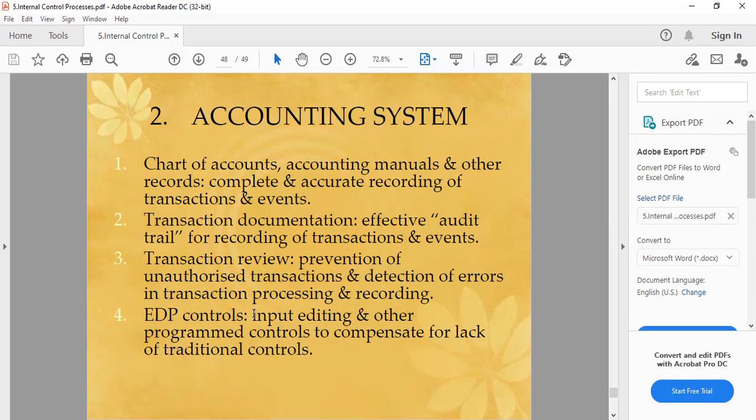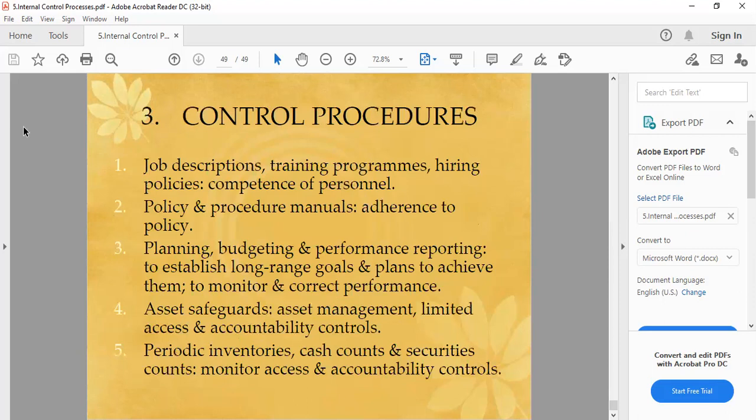ADP control, so we have input editing and other program control. So this can also be preventive and detective. Actually, at this point in time, it is also very important to highlight that there's an acronym about the controls: PDC, preventive, detective, and corrective. Then control procedures or activities, these are the things that we do so that, again, business risk will be avoided. But these are now the specific ones.